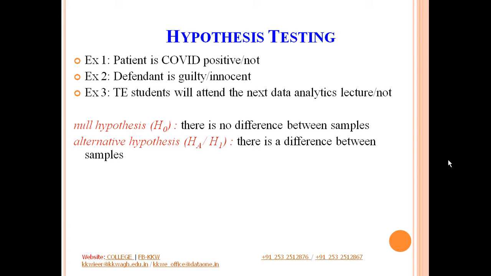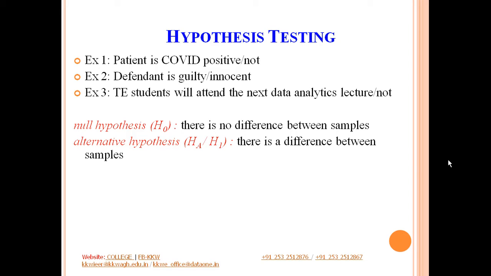So the other part is called the alternative hypothesis or alternate hypothesis. In some books it is represented as HA, or in some books it is also represented as H1. Okay. So it is just the opposite of the null hypothesis. Now in general, for any particular example, what this null hypothesis means is there is no difference between the samples. Now, what does no difference between the samples indicate?